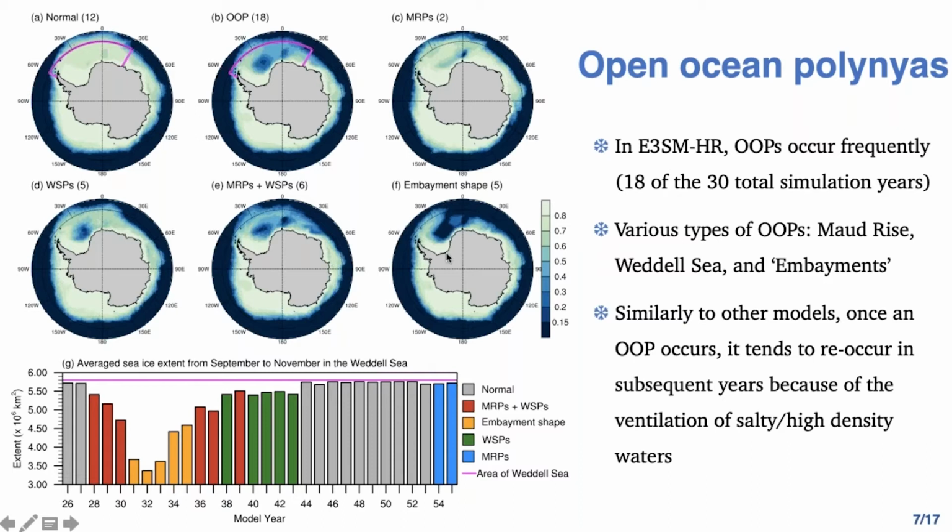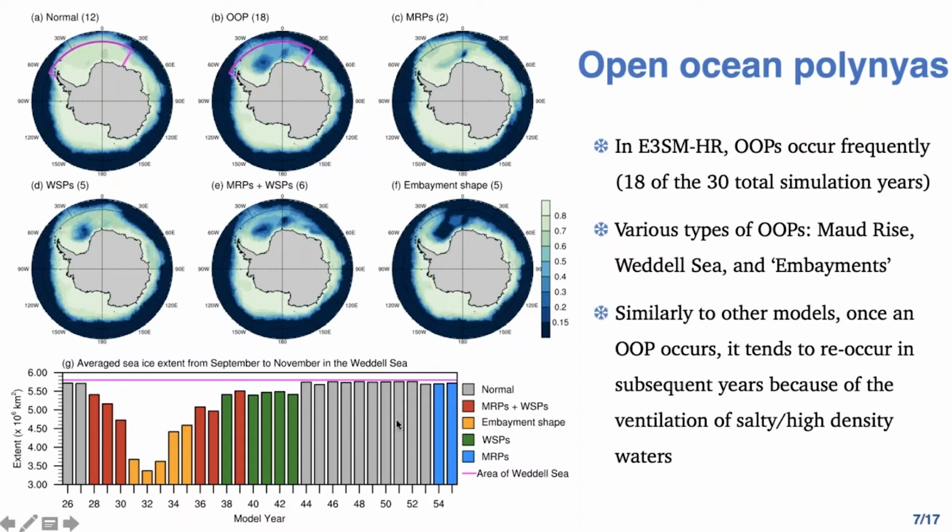because they're really not polynyas. They're really just big gulfs of sea ice free area. They're not really surrounded by sea ice on all sides. So there is an enormous amount of convection going on when there are these embayments.